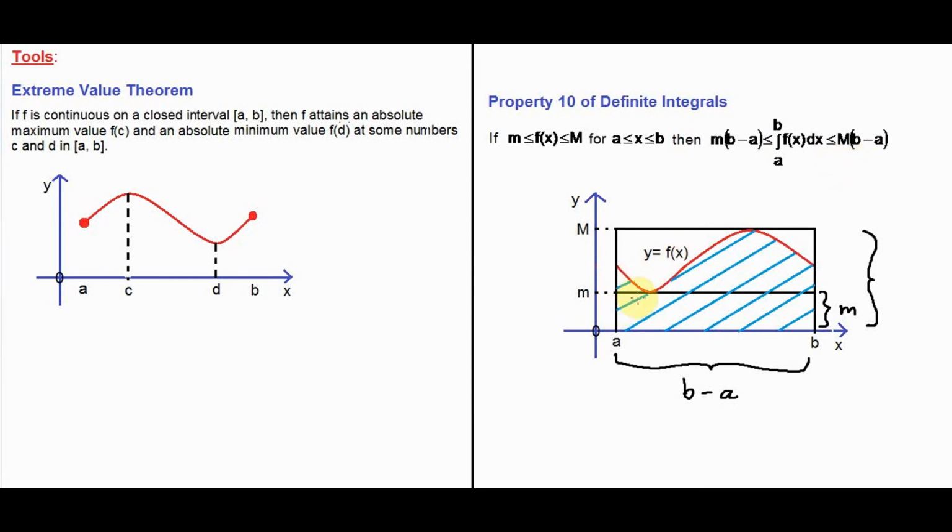In other words, the area under the graph will lie between the area of the small rectangle over here, which has length b minus a and width small m, and the area of the large rectangle, which has area b minus a times capital M.